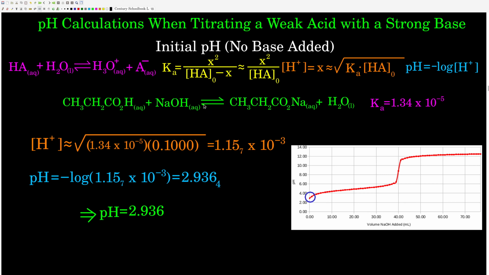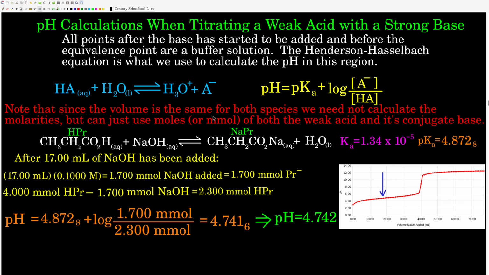All right, so here's our reaction. There's our Ka. So initially, all we do is basically just use this equation right here and this equation right here. So the hydrogen ion concentration is the square root of Ka times the initial concentration. Just plug in right there, 0.1000 molar. The square root gives us 1.16 times 10 to the minus 3. Take negative log base 10 of that, and we see that the initial pH is 2.936. Right about there. All right, so that's initially before we add any base, guys. Now we're going to start adding some base.